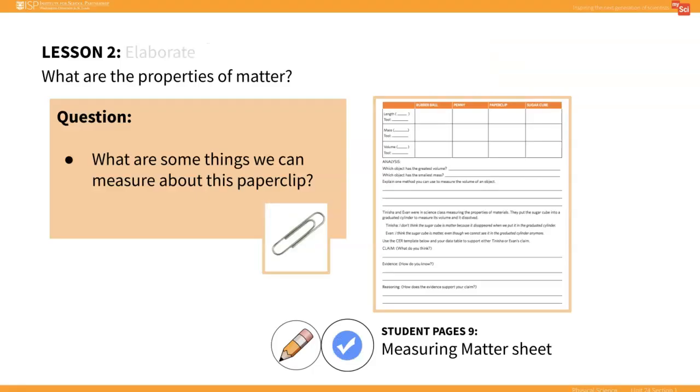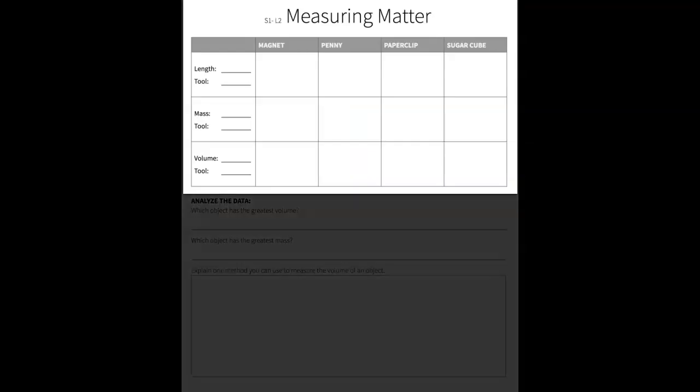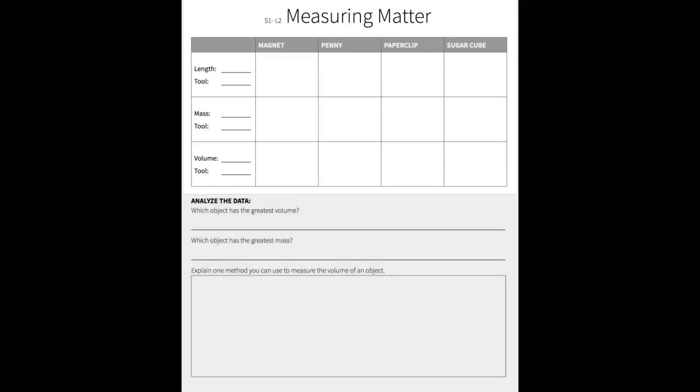In the Elaborate portion of this lesson, you'll discuss with students how they can not only observe properties of matter, but they can actually measure properties of matter. Students will use the magnet, the penny, the paperclip, and the sugar cube to measure different properties. They can use a ruler to measure the length, a scale to measure the mass, and then either a graduated cylinder to use water displacement to measure volume, or they can calculate volume using their math. Once students have collected the data, have them analyze their data to figure out which object has the greatest volume and which object has the greatest mass.